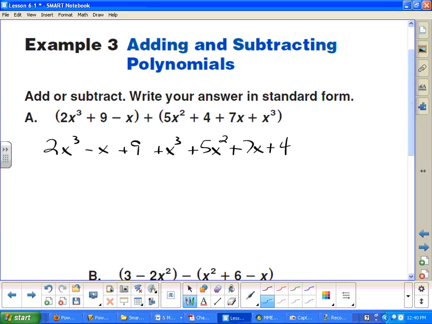Now at this point in time, there are actually two different things you could do. You could add going across horizontally like we have here, or you could line up the like terms and add them vertically. Okay? And so I'm going to do it both ways. Okay? So first I have 2x cubed here, and if I go down here and I look for other x cubes, I have another x cubed there. Okay? So I'm going to put those two together. Positive 2, positive 1 gives me 3x cubed.